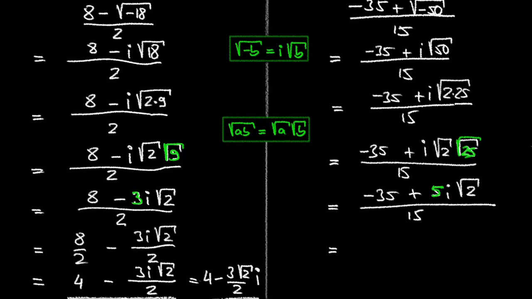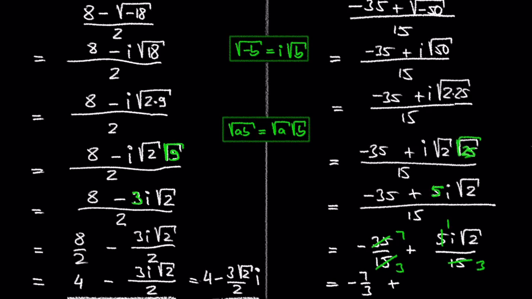And after splitting the fraction, we get negative 35 over 15 plus 5 times I times the square root of 2 over 15. 35 divided by 5 is 7, and 15 divided by 5 is 3. 5 divided by 5 is 1, and 15 divided by 5 is 3. So we get negative 7 over 3 plus I times the square root of 2 over 3.